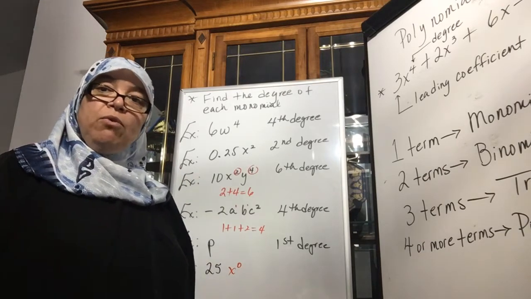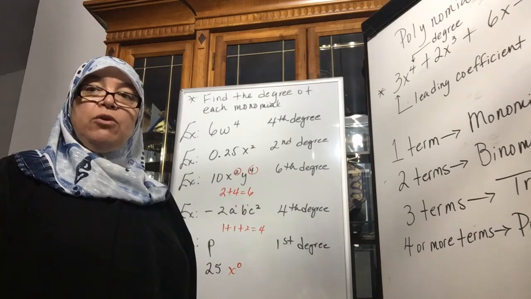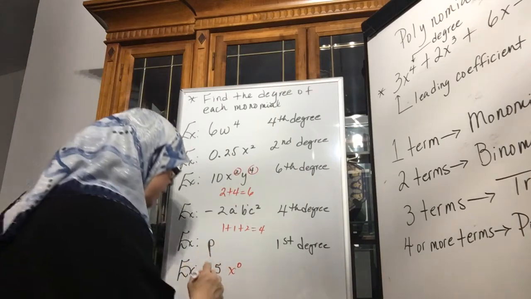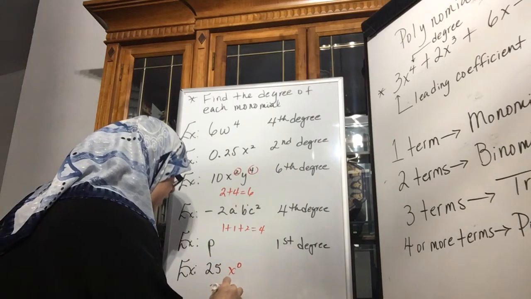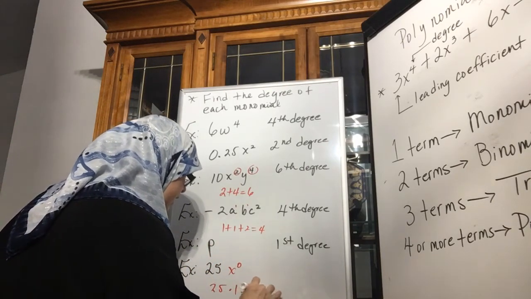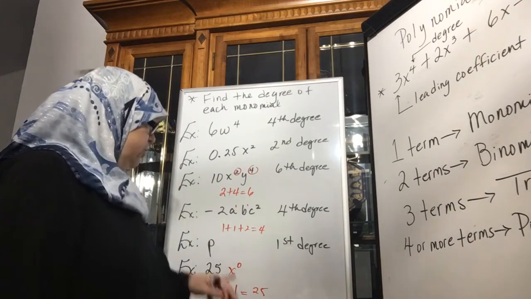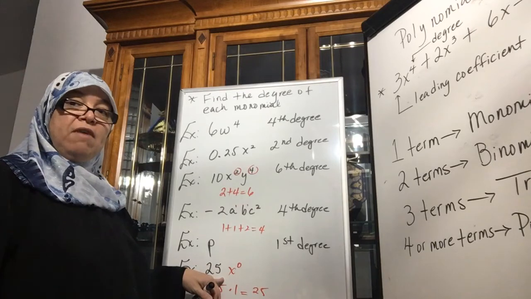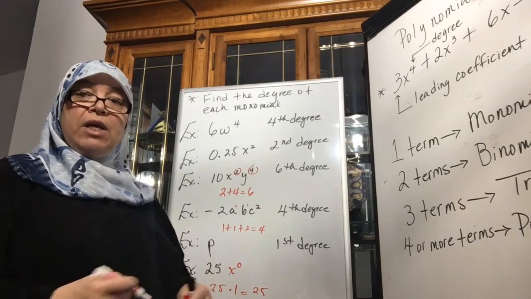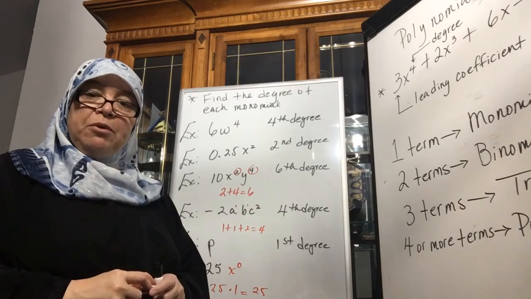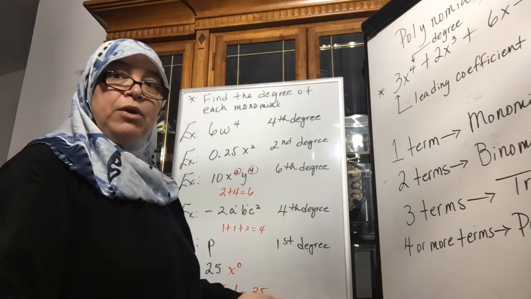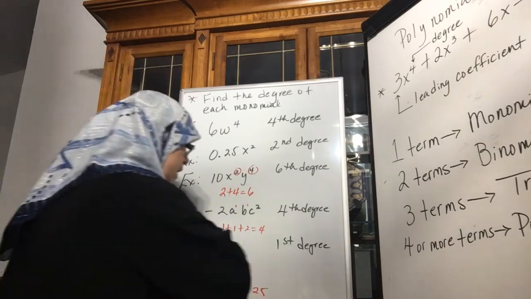And remember, what is anything to the power of 0? 1. So in this case, 25 times 1 still equals 25, and it did not change in value, right? So in this case, when you have a numerical value and you're being asked what's the degree, assume that there's a variable there and that the power is 0. So this would be a 0 degree.